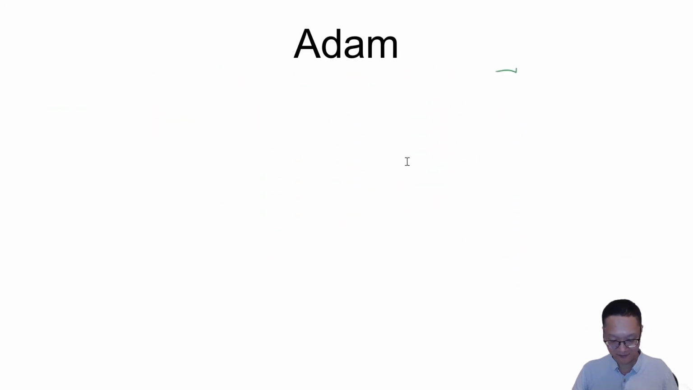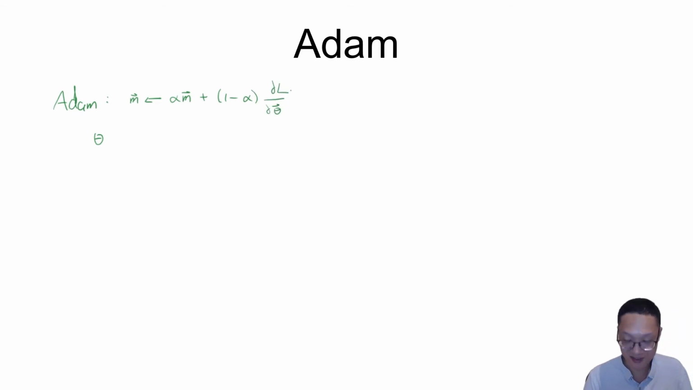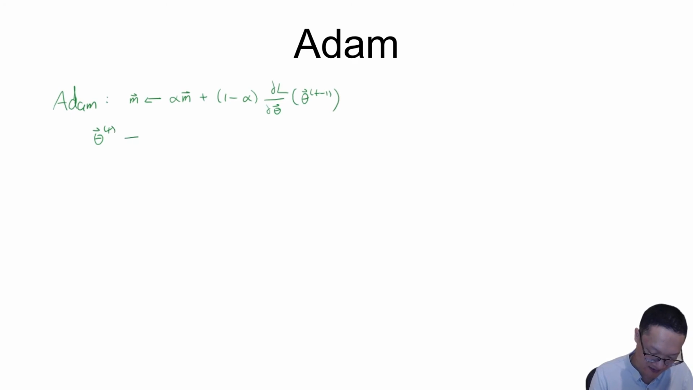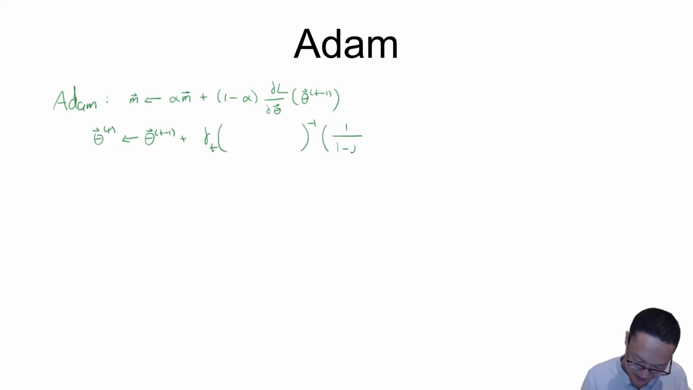Okay, so maybe I'll write this down as well. So ADAM basically has, let's write down the m part first. So this just looks like momentum. And then the next theta will be previous theta plus gamma t, and then something inverse, which I'm not going to bother copying. And then 1 minus alpha t. So this alpha t could be different from the alpha up here. This alpha t is something that we can choose, another hyperparameter.